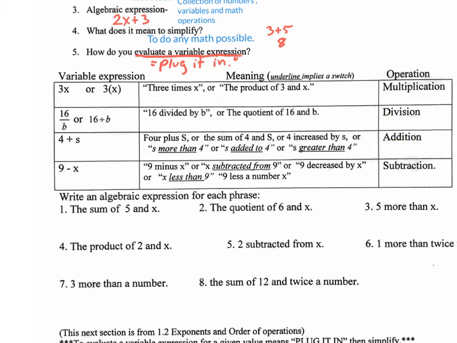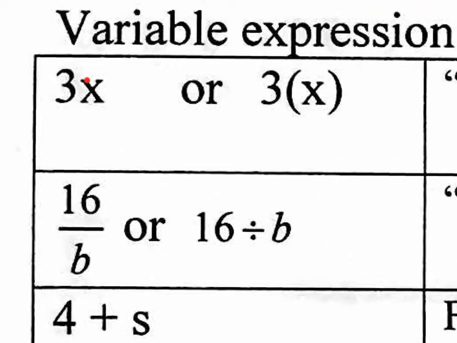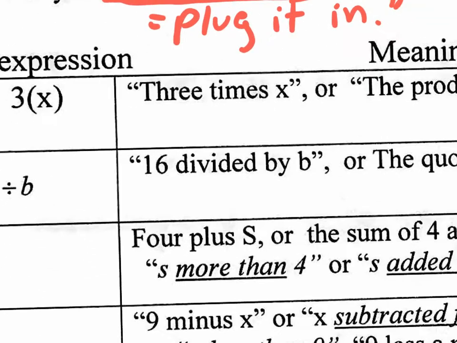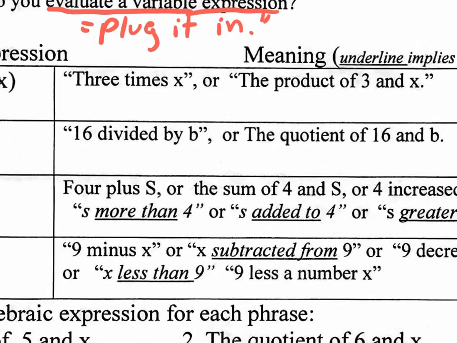So let's look at the very first one, multiplication. So they could write it like this, 3x, or they could write 3 parentheses x. Both of these mean 3 times x. When there's no symbol between it, you're multiplying. Right here, 3 times x as well. And that's what it says on the meaning right here, 3 times x. Now, we said another word for multiplication is the word product. So we need to learn that. We need to memorize that. The word product means multiply. Okay?